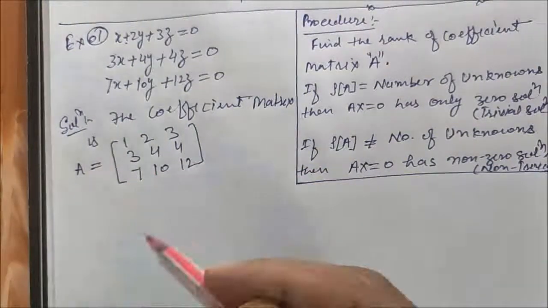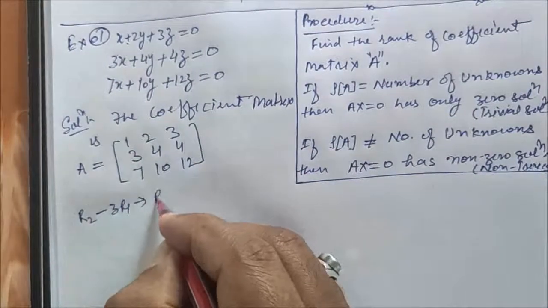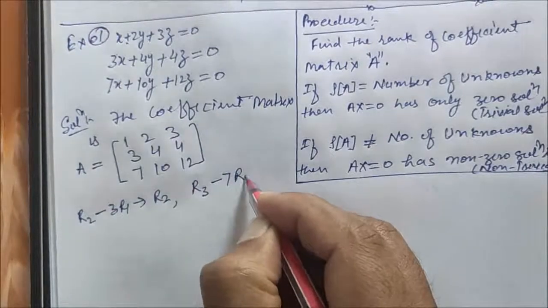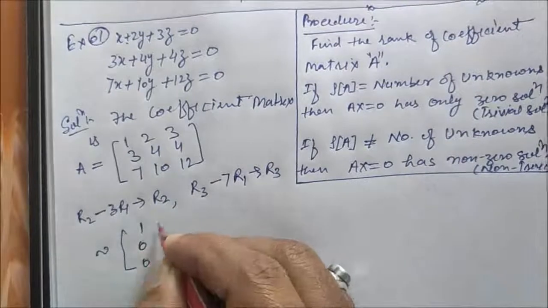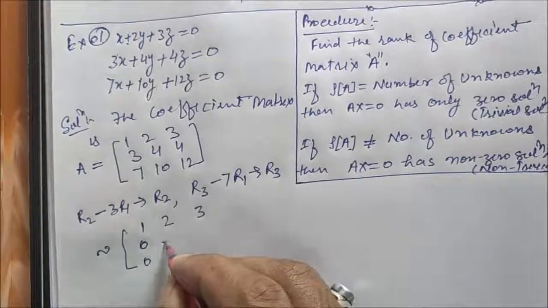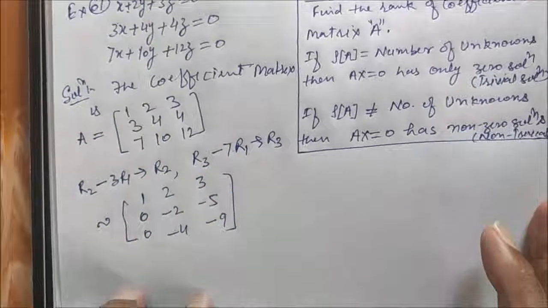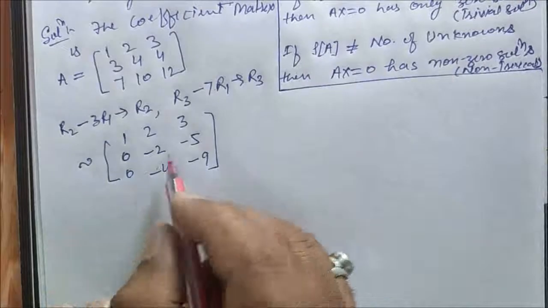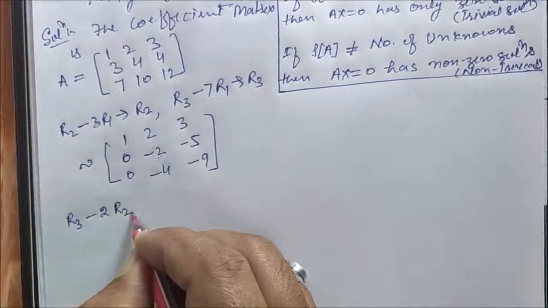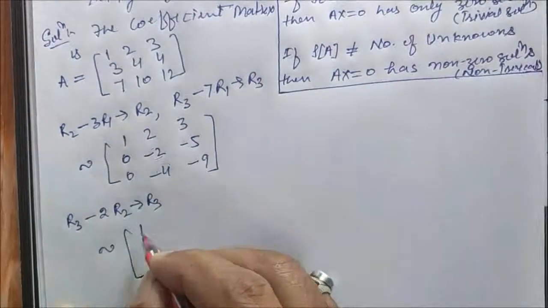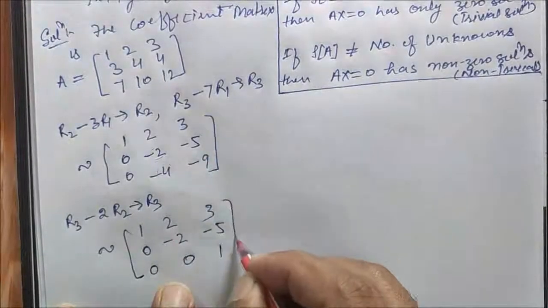Now we reduce this matrix to echelon form by our usual procedure, for which we apply the operations R2 - 3R1 → R2 and R3 - 7R1 → R3. Then it reduces to [1 2 3; 0 -2 -5; 0 -4 -9]. So applying these operations we get this matrix. Now again we have to reduce this element to be 0 using this element, so apply R3 - 2R2 → R3. We get [1 2 3; 0 -2 -5; 0 0 1].